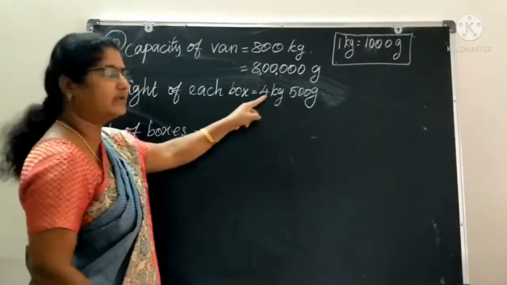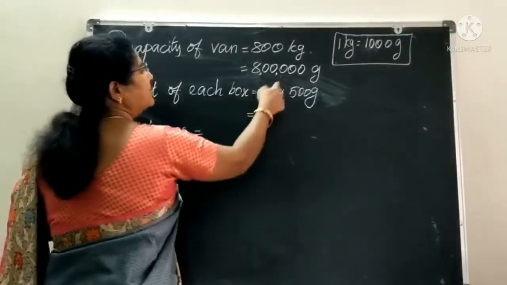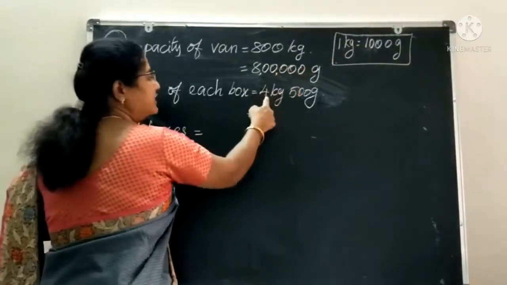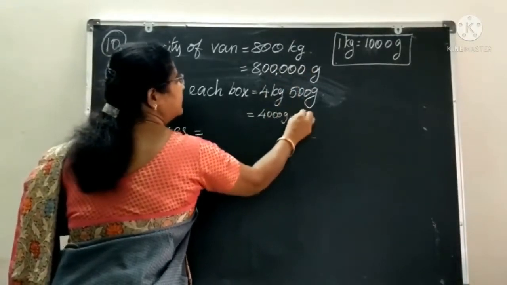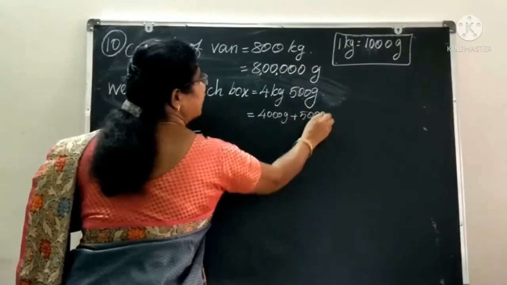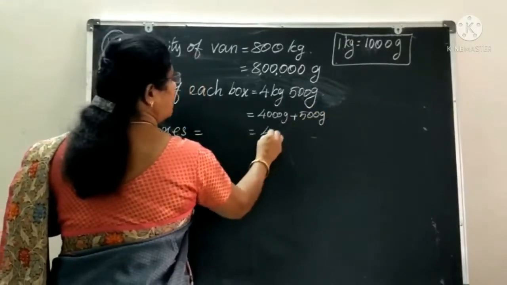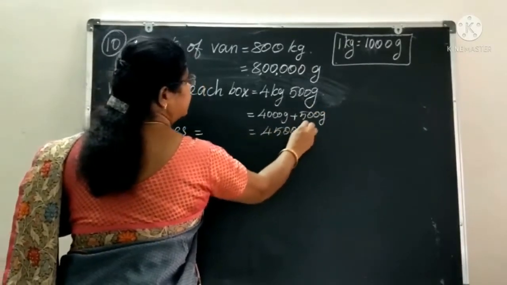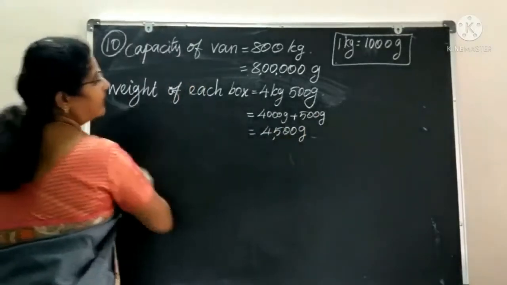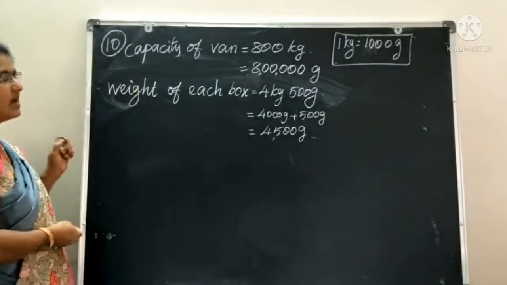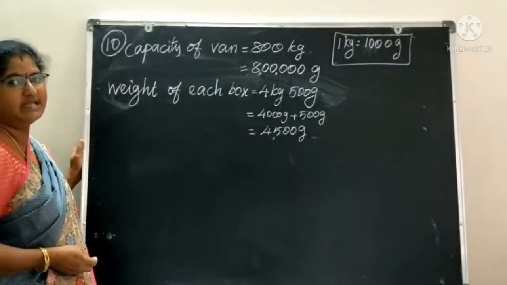This is 4000 gram. 4 kilogram we convert into gram. 4 into 1000, that is 4000 gram. Already it is 500 gram. So which is equal to 4500 gram. Okay. So both numbers are converted into the same unit, gram.